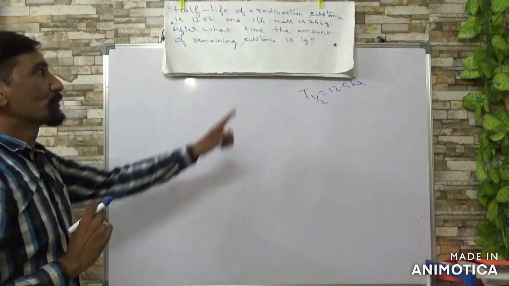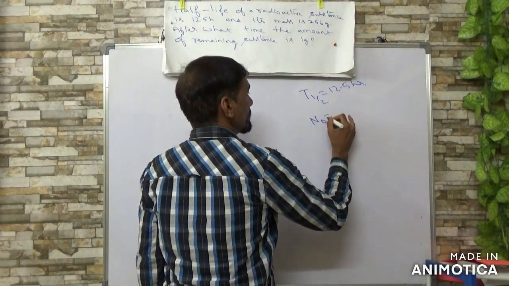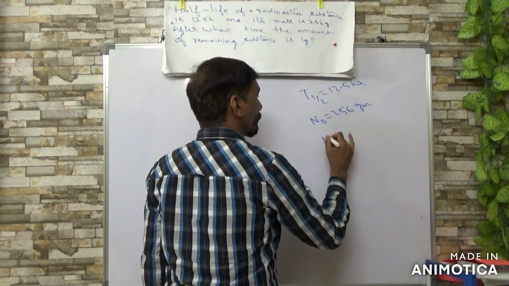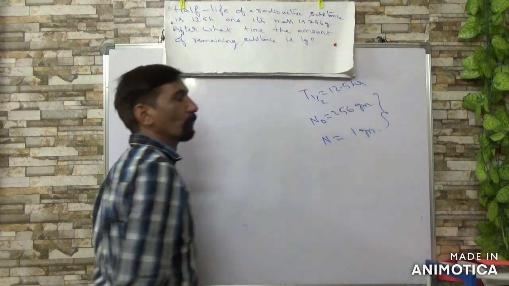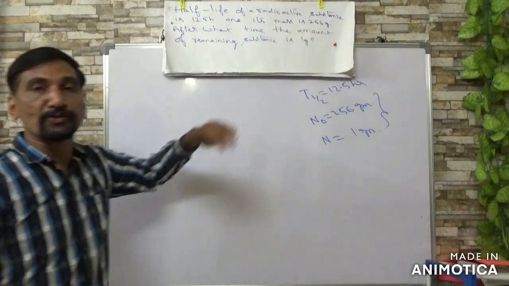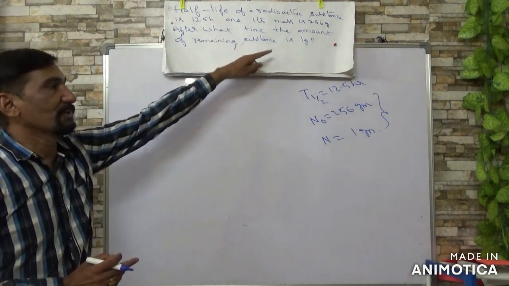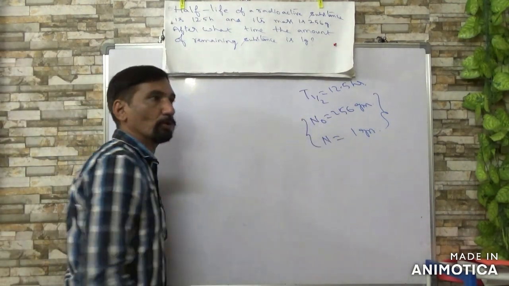Okay, and the initial mass is given as 256 grams. So you want to find the time taken by it to get only 1 gram. So 256 grams of a radioactive sample disintegrates so that only 1 gram is left. So the time taken by it, you want to find.